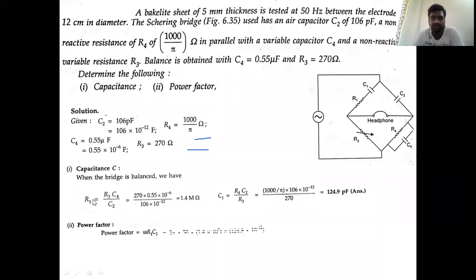What is the value of R1? 1.4 megaohm. What is the value of C1? 124.9 picofarad. What is the value of omega? Omega is nothing but 2 pi f. F is nothing but 50 hertz, already given in the problem. I substituted the parameters here: 2 pi into 50 into 1.4 into 10 to the power of 6 into 124.9 into 10 to the power of minus 12. These are the expressions we got. Solve this and post your answer in the chat box.